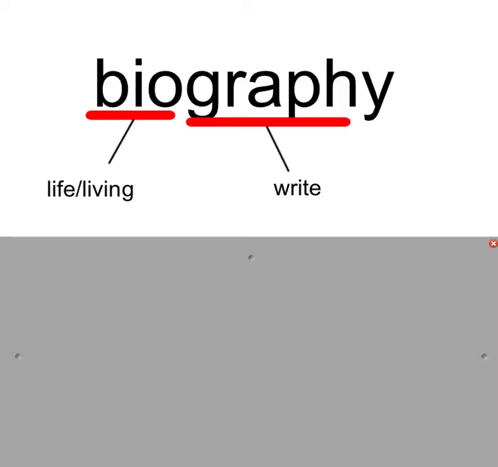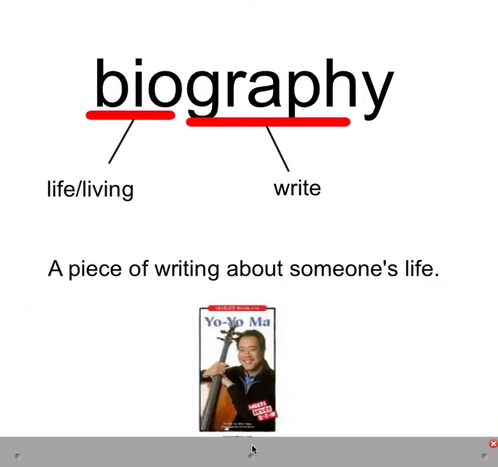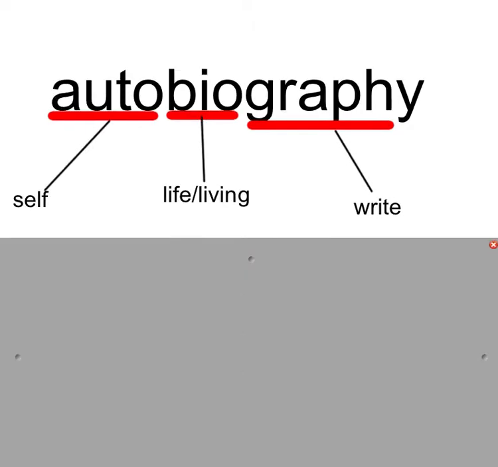Let's try a few more. Biography. You've heard this word in reading class before. What is a biography? Bio means life, and graph means write, like writing with a paper and pencil. So what is a biography? A biography is a piece of writing about someone's life, just like the book Yo-Yo Ma that you read a couple weeks ago.